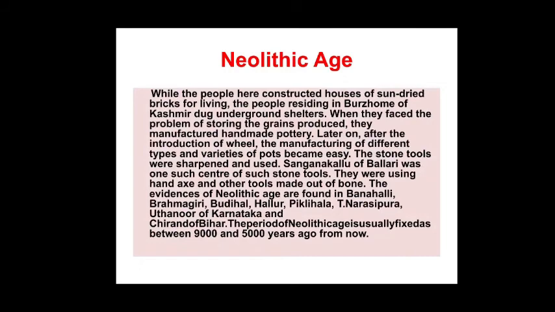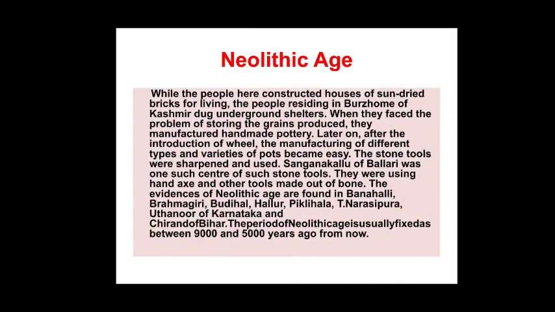Agriculture started on riverbanks only, where alluvial soil was available. They started farming and produced food grains. Where to store them was also a problem they faced. That's why they manufactured handmade pottery. Later on, after the introduction of the wheel, manufacturing pots of different types and varieties became easy. So this is the evolution of culture, and these were the steps used to store food grains in the Neolithic age.